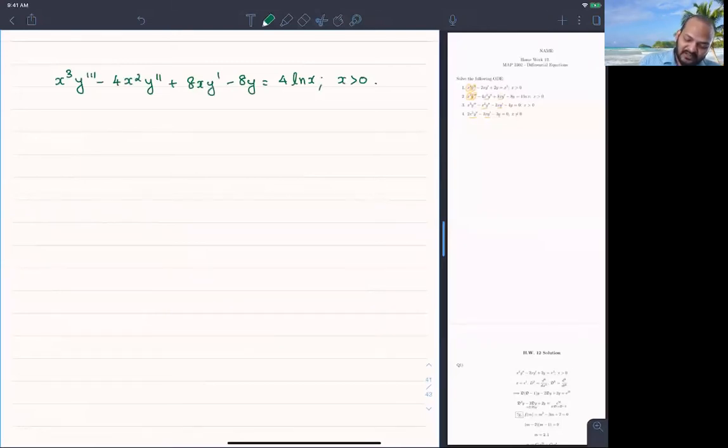I'm going to apply the method of the Cauchy-Euler, which is basically doing a transformation. Step one is to do the transformation, that is x equals e to the t. When I do x equals e to the t, as I've shown earlier, what happens is the following.